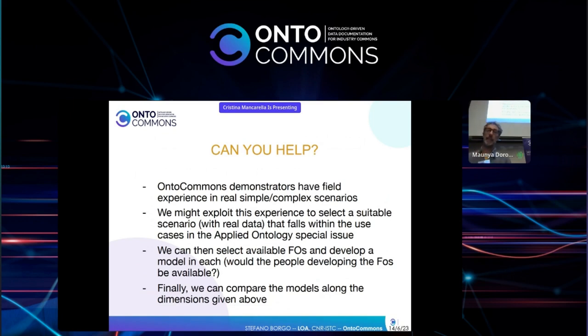We can then select the available foundational ontologies and develop a model in each. I say the available because, given the experience, I'm not sure everybody would like to reach this level of comparison. There is this issue of, you have to trust me, and don't go too much into this scientific approach. And I don't really know why. I believe this is just an attitude that will fade away in the future. And so finally, we can compare the models along the dimensions above and maybe others. It's really an open issue how to develop and evaluate the dimensions.